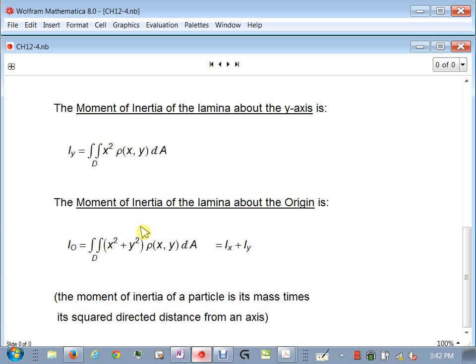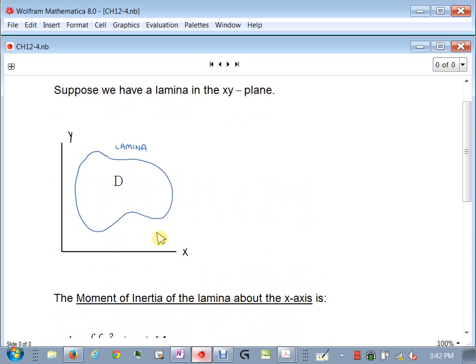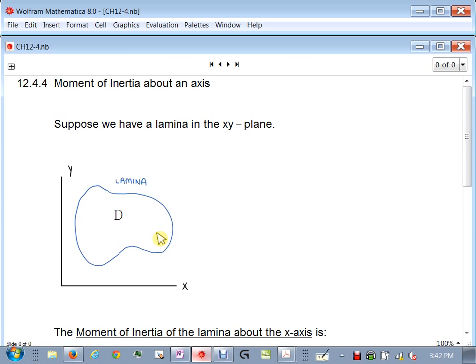Now the moment of inertia of a particle is its mass times its square directed distance from an axis. What's moment of inertia? Rotation, right? It's like if I were to take this lamina and it had a certain density throughout, and I were to try and rotate it about the x-axis, what is its resistance to that? Or if I were to try and rotate it around the y-axis, what would its resistance to that be? That's your moment of inertia. Like spinning it, yes. You can look at it both ways.